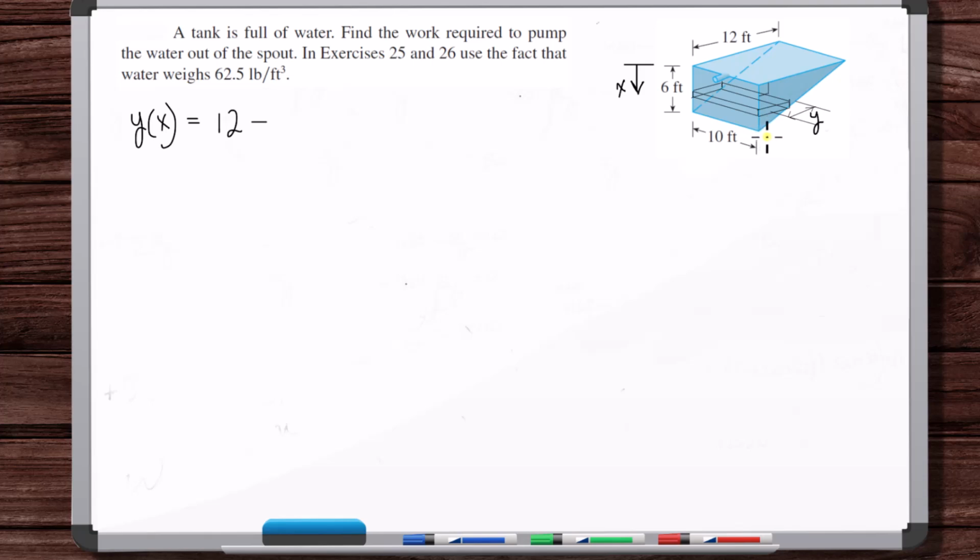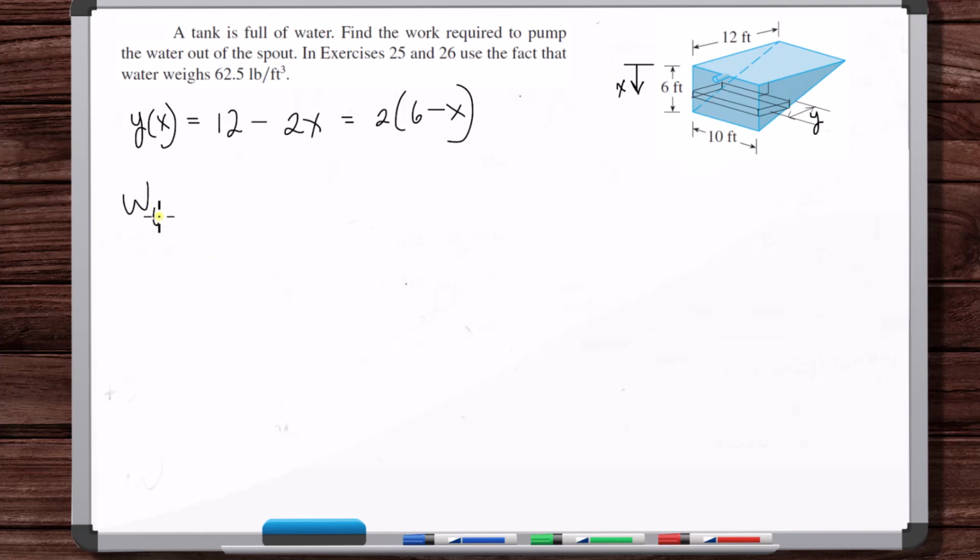And the slope is going to be, all right, so when x is equal to 6, y is equal to 0. The 6 is canceled, you get 12, 12 minus 12 is 0. So 12 divided by 6 is 2, so it's 12 minus 2x. Okay, there's y as a function of x.